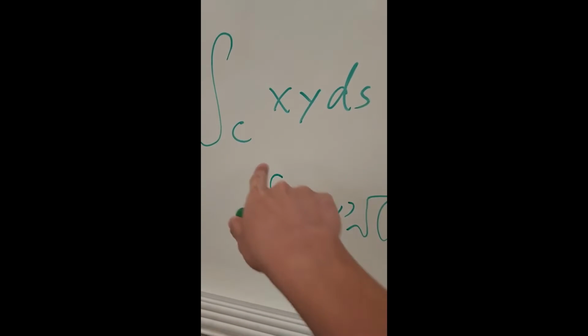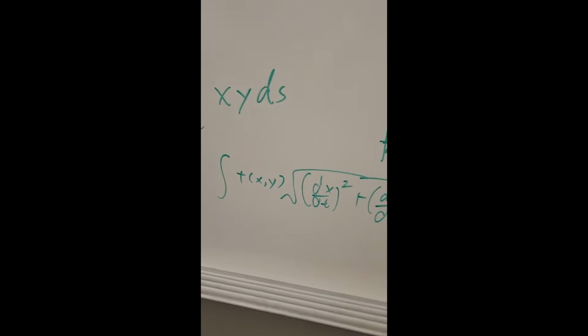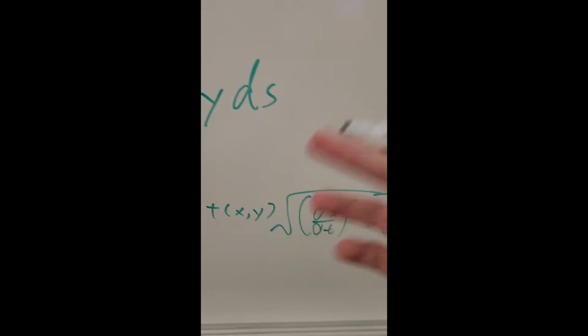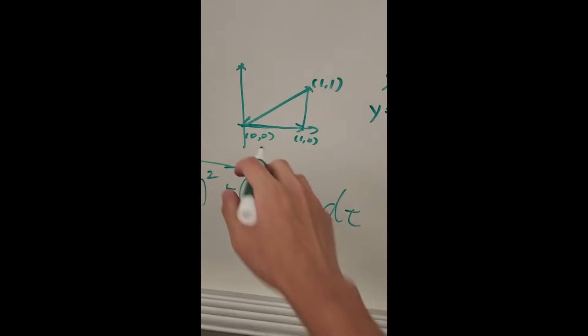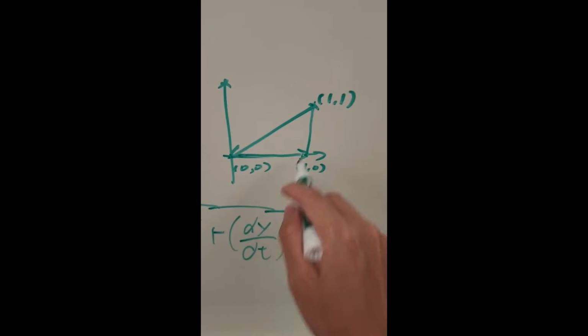I chose to do the first question, so it's the line integral of xy ds. Double check. Yeah, it's xy ds. So s is the arc length, so this is a line integral with respect to the arc length. And that's the line we have from (0,0) to (1,0) to (1,1), and go back.